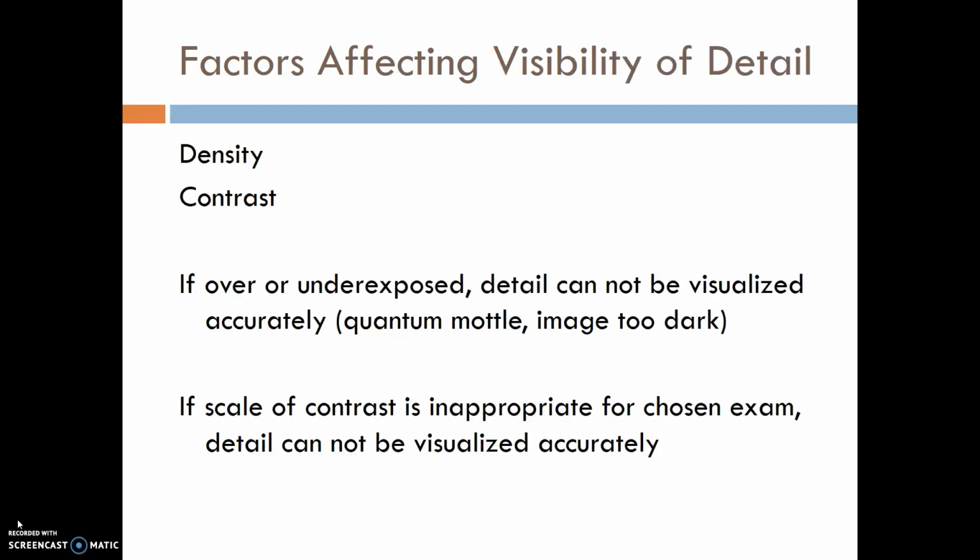The factors that affect the visibility of detail are density and contrast. If an image is over or underexposed, detail cannot be visualized accurately. For example, if there's quantum mottle or if the image is too dark. If the scale of contrast is inappropriate for a chosen exam, detail cannot be visualized accurately.